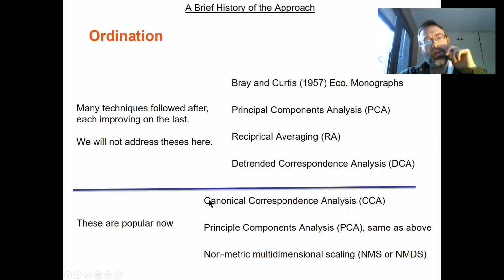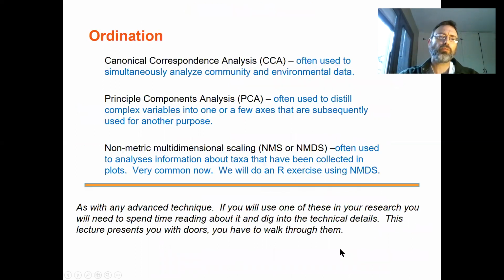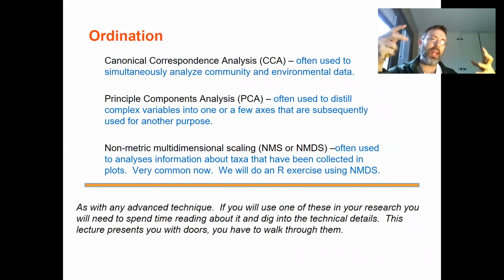And then more recently, these are the most popular ones: canonical correspondence analysis, principal components analysis, which is the same as above, and a thing called non-metric multidimensional scaling, which is NMS or NMDS. Okay, so canonical correspondence analysis is often used to simultaneously analyze community and environmental data. So if you have an environmental matrix and you want to analyze it at the same time as the community matrix, you use canonical correspondence analysis.